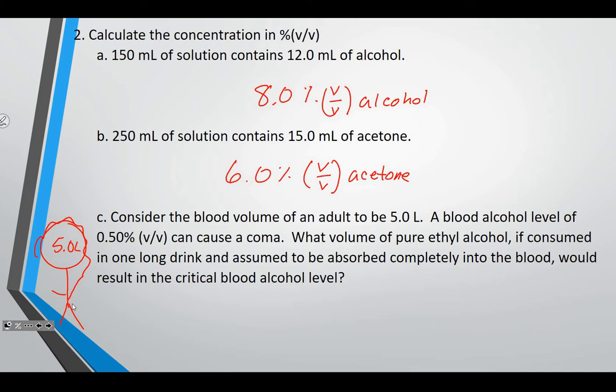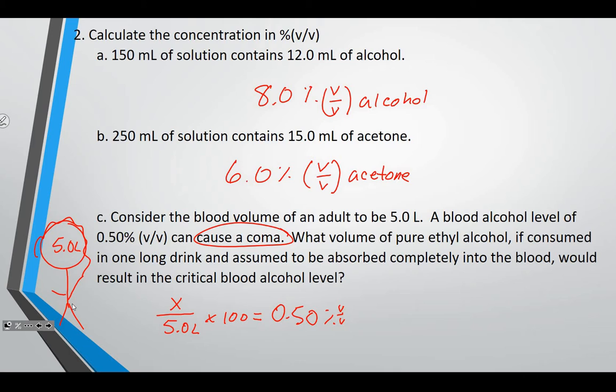Since it's volume over volume, as long as the volume is the same, they're going to cancel out, so I don't need to worry about it. I want to find out how much alcohol in 5.0 liters times 100 is going to give me 0.50% volume to volume, because that's going to cause a coma. So I want to know how much pure ethanol I can drink before I go to coma. When they go into the hospital, that's one of the things they test in your blood. If they think you're drunk, they want to know what your blood alcohol level is, because you might have poisoned yourself with alcohol. Okay? All right, so what do we do?